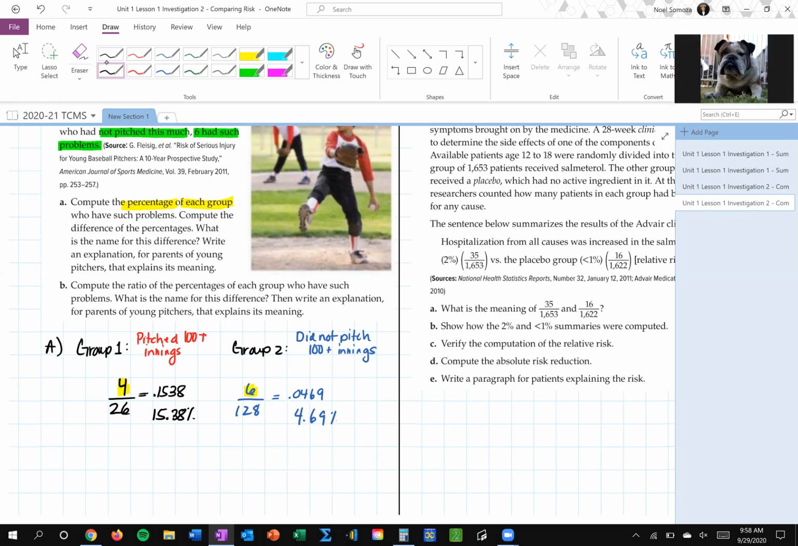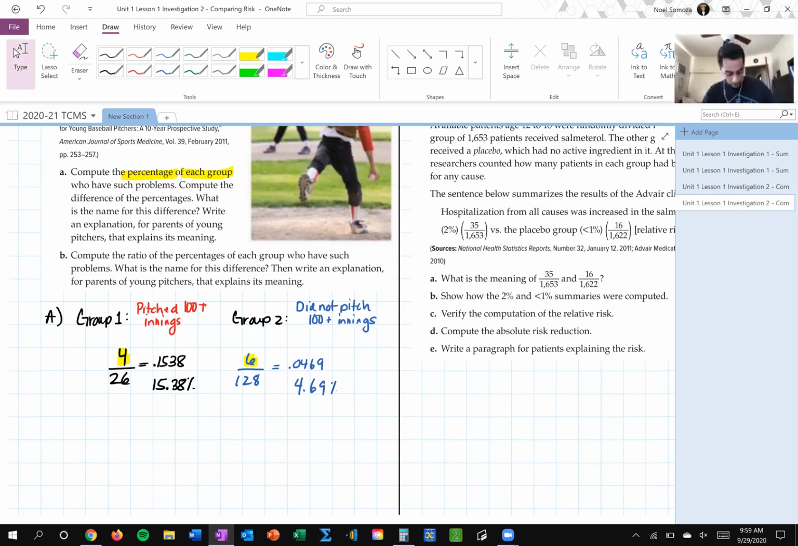Absolute risk. Absolute risk, what? There's one more word. When you find the difference between the two percentages, what is that last word? Reduction. There you go. So we subtract the two. What we're looking for here is the absolute risk reduction.